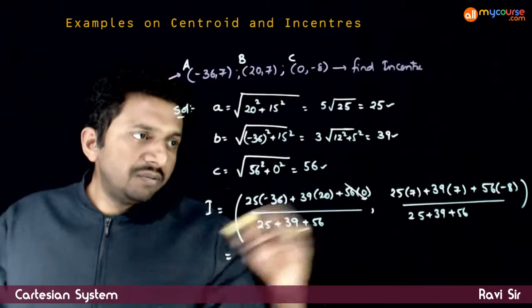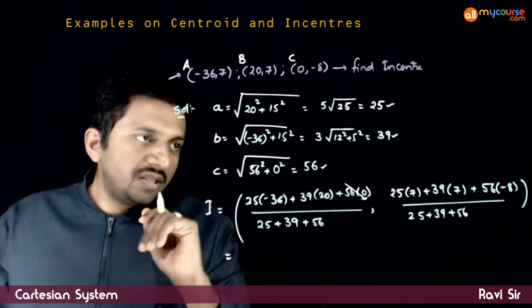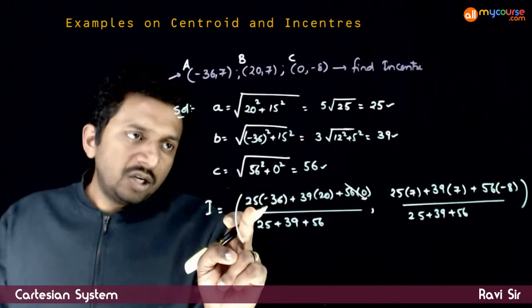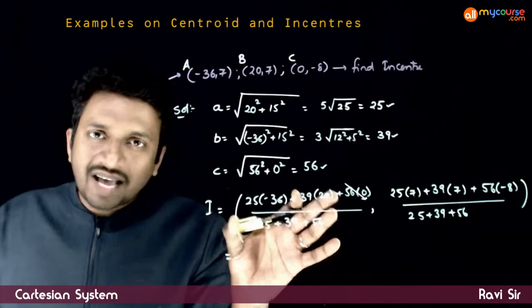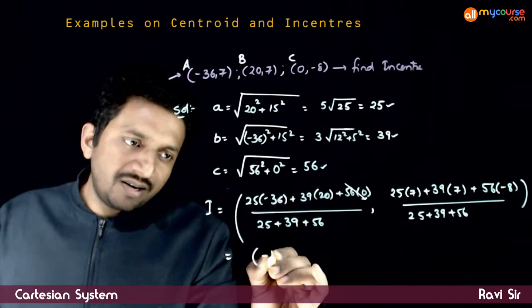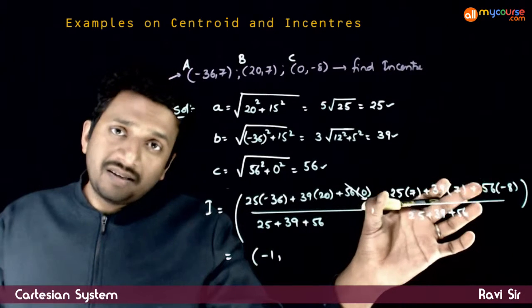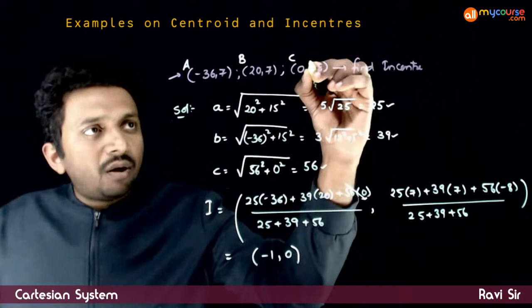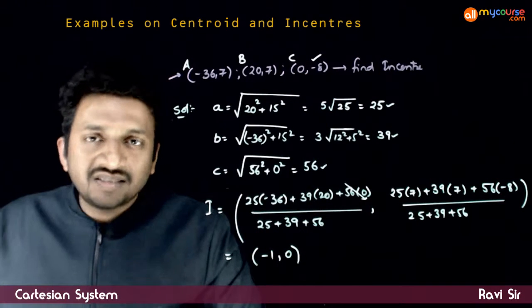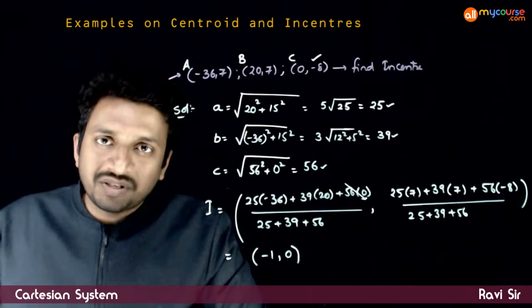56 into 0 is 0. So you have 1 0 here. Next, 25 into 36, 39 into 20. You can just calculate these values. It turns out to be minus 1 and this will turn out to be 0. So the incenter of the triangle ABC is minus 1, 0.